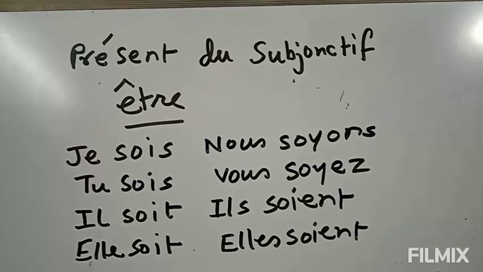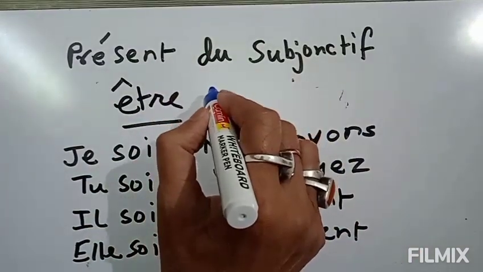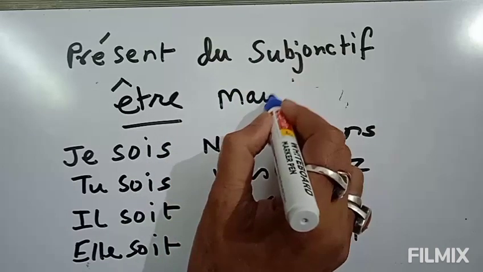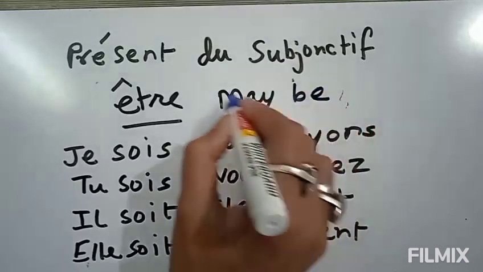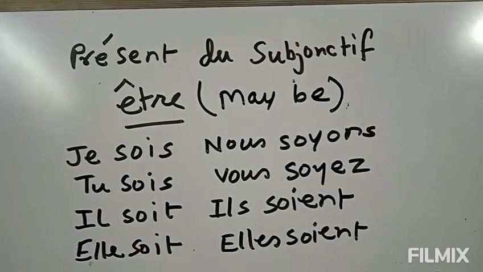Actually, the English meaning of the verb être is to be. So if you conjugate it in Présent du Subjonctif, the meaning will be "may be" in every case. If I translate, je sois means I may be. Tu sois, you may be, but informal. In case of a junior or contemporary, you can use it.